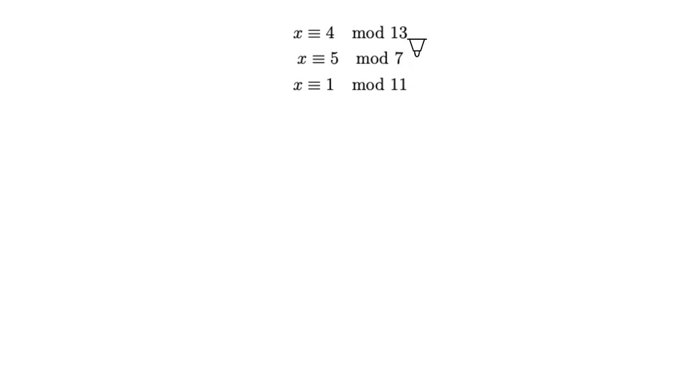Now, essential to what we're going to be doing is we assume that 13, 7, 11, whatever numbers we put here, are relatively prime to each other. They don't share any common factors other than 1. Okay, so here we are. We're going to be using matrices to help us out.